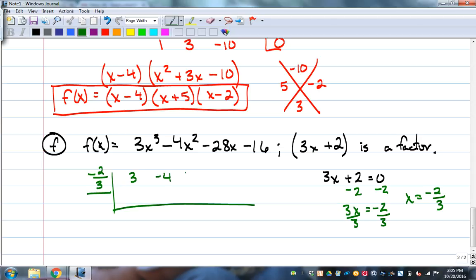So we've got 3, negative 4, negative 28, negative 16. Drop the 3 down. When I multiply 3 times negative 2/3, negative 2. Which is nice, because then I add those two together and get negative 6. Negative 6 times negative 2/3 would be positive 4. And then negative 28 plus 4 is negative 24. And then I multiply that times negative 2/3. That's going to be a positive 16. The remainder is 0.